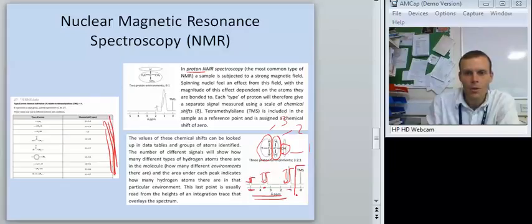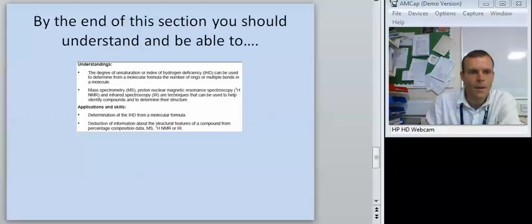All of the samples contain something called tetramethylsilane, which is an internal standard, and that is set as 0. Everything is measured relative to that. Okay.